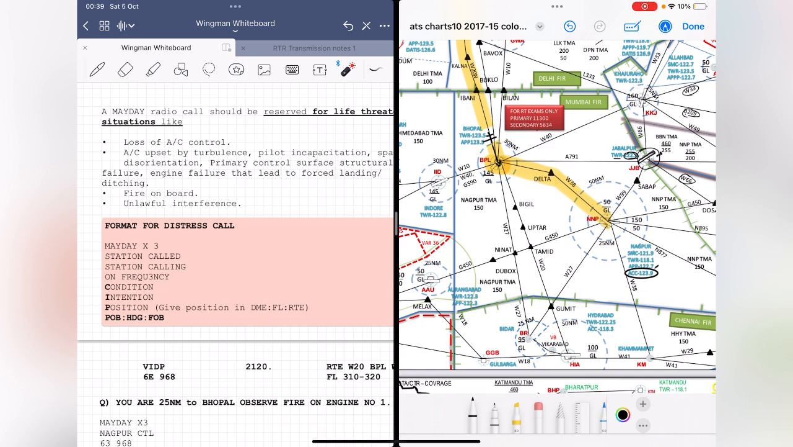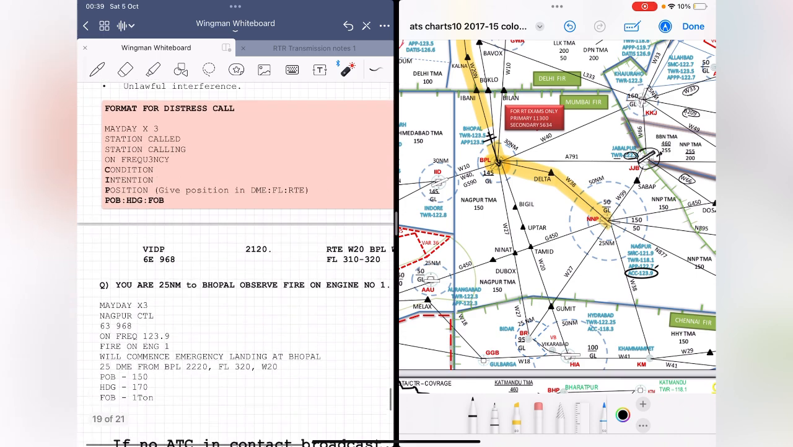Let's talk about what the Mayday call format is. The format for a distress call is Mayday, Mayday, Mayday, station called, station calling, on frequency, what's the condition you're facing, what's your intention to solve that situation, and what's your position. You give your position in terms of DME, flight level, and route. Then you also tell them the number of people on board, your heading, and your fuel on board.